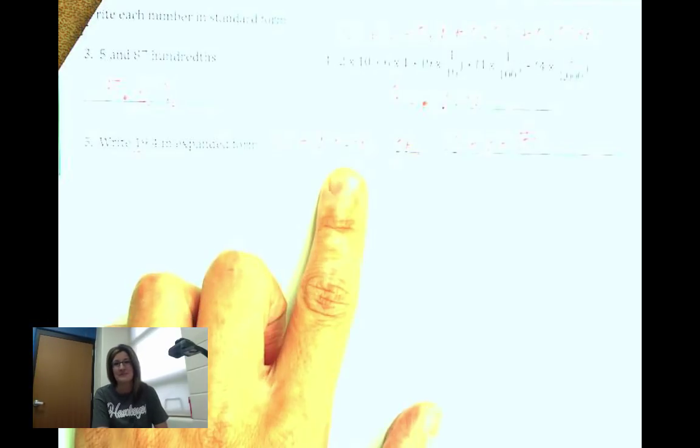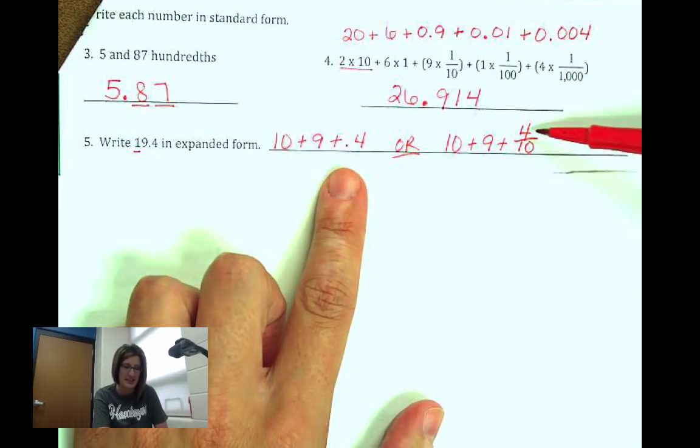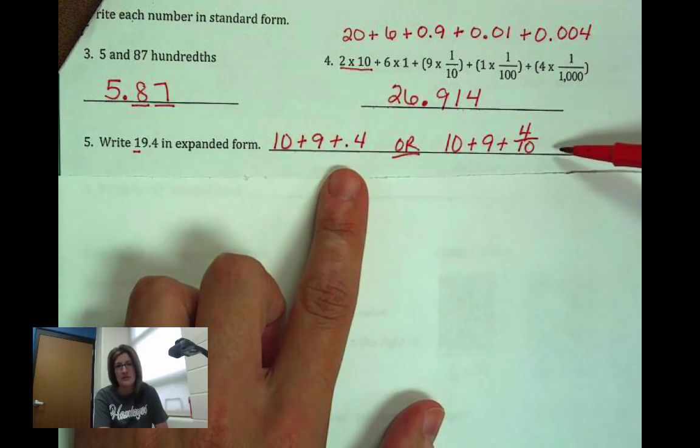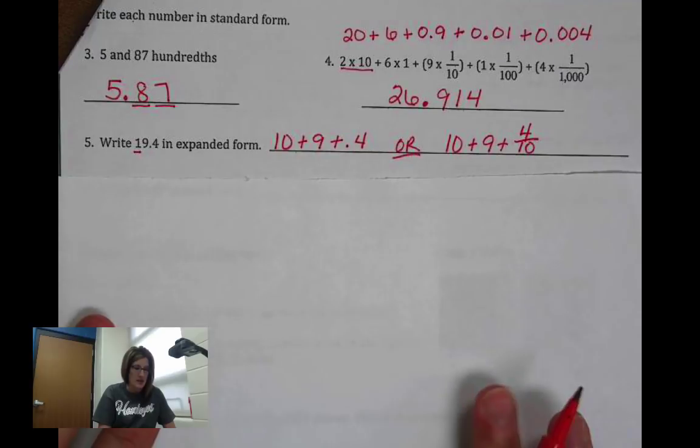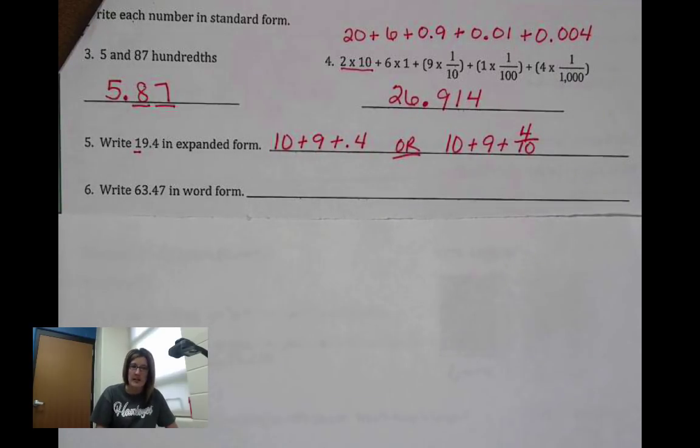So instead of 4/10 as a decimal, you might choose to write 4/10 as a fraction, so either of those are fine. And our last one, you are writing that number in word form, and I'm not going to say it out loud because I don't want you to hear it before you actually write it. So please look at that, write that in word form, pause the video to do that, and then come back and check.